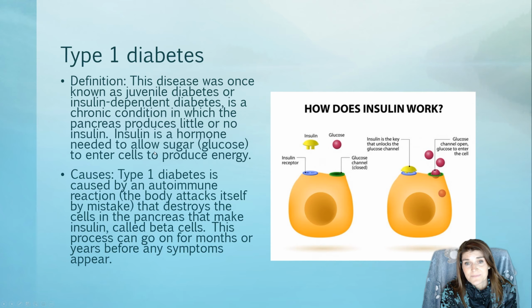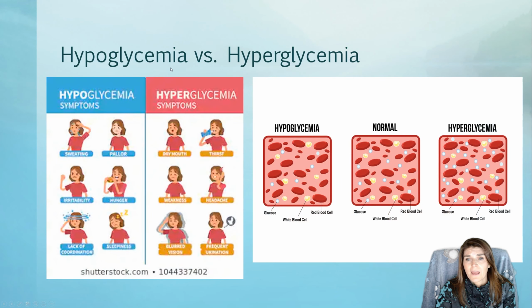Okay, so I wanted to make sure I pointed out a couple of differences here. You can have someone who's low blood sugar. This picture kind of shows you here's some red blood cells, here's the glucose, and here are some white blood cells, and there's just not enough. Hypo means low, okay, low sugar. And if you look at low sugar symptoms, they'll sweat, they're pale, they're irritable, hungry, they're not very coordinated, and they're sleepy.